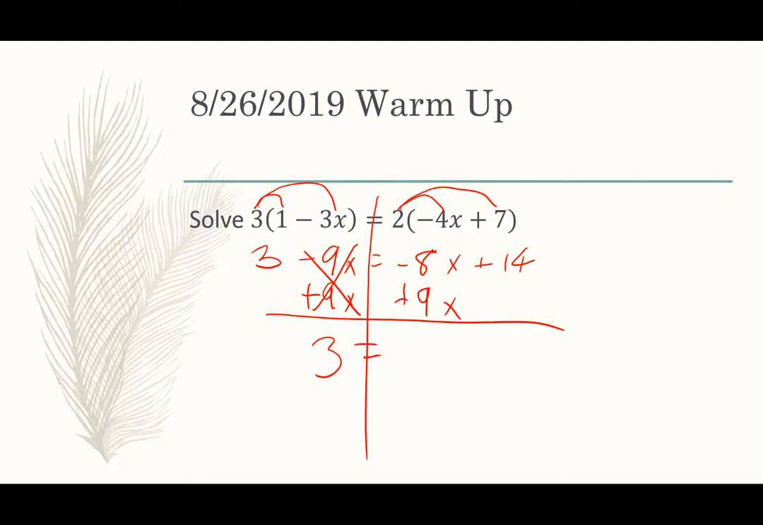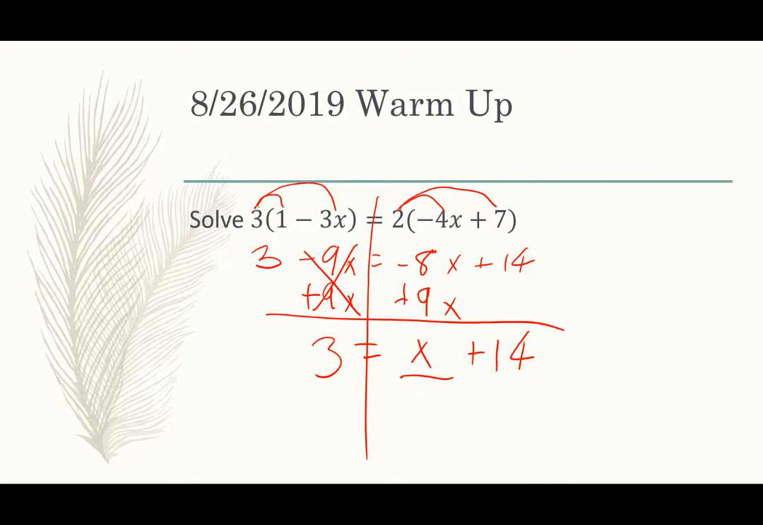On the right-hand side, though, I have my like terms. I have my x terms, negative 8x plus 9x that I can combine. Negative 8 plus 9 is 1, so we're just going to write 1x. The 14 is still just chilling over here, so we're just going to bring down that 14. So now that I've combined my x terms successfully, now I'm going to combine these constant terms.